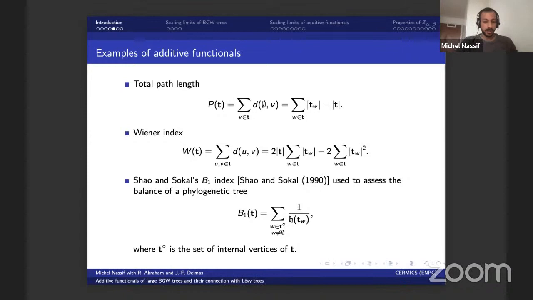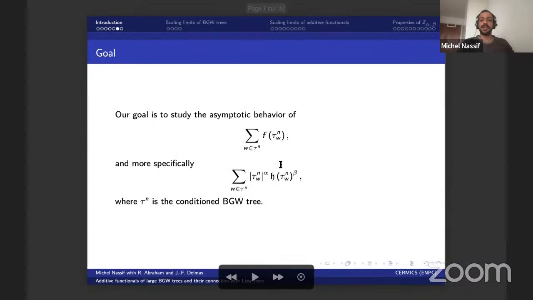So basically, instead of doing a case-by-case study, we'll look at a whole family of functionals, the additive functionals, and we'll try to say something about their asymptotic behavior. So this is our goal, to study the asymptotic behavior of these kinds of functionals. And specifically, we're interested in the so-called global regime where we have a scaling limit. So we'll be looking at scaling limits of these quantities. We have a simpler case where we're going to be able to say a lot more, which is toll functions written in this form: a power of the size times a power of the height. And in this case, we're going to have stronger results. And as always, tau n is the size-conditioned Galton-Watson tree. So this is our goal.